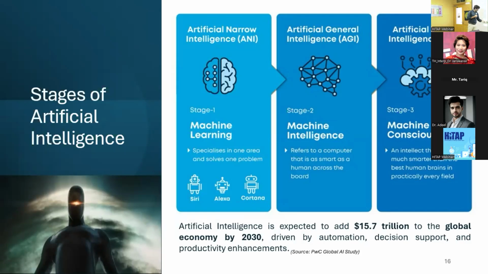Here we can see that artificial intelligence is expected to add $15.7 trillion to the global economy by 2030. And this contribution is just from stage one, weak AI. It also includes generative AI and ChatGPT.